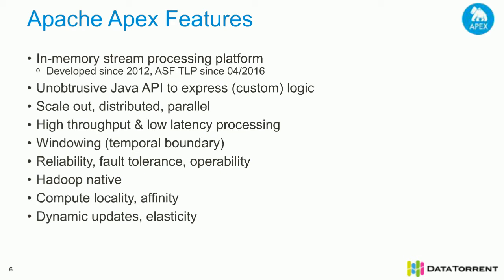Apex features reliability, fault tolerance, and operability. It is Hadoop native, and so it runs on any Hadoop 2.x cluster with all of the distros that are out there. It supports performance optimizations for compute locality and affinity, and it supports dynamic updates and elasticity, as I mentioned in the comparison.